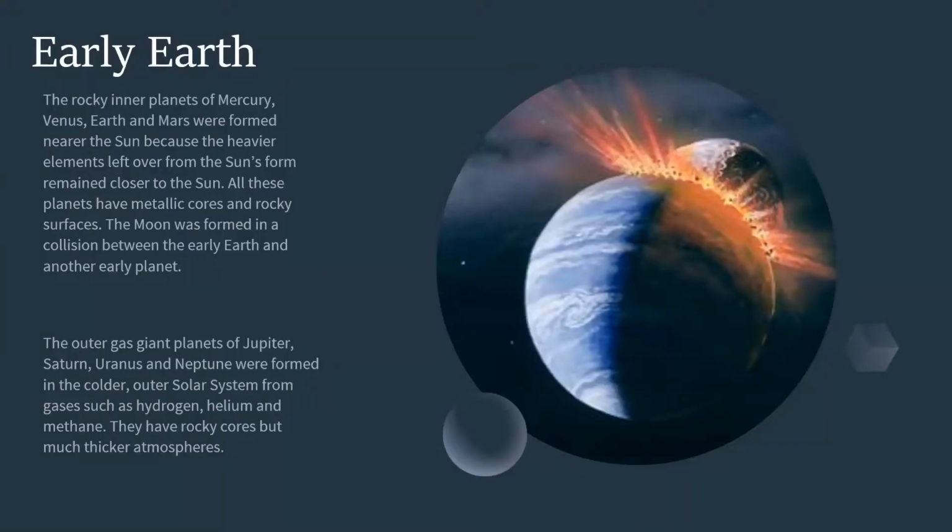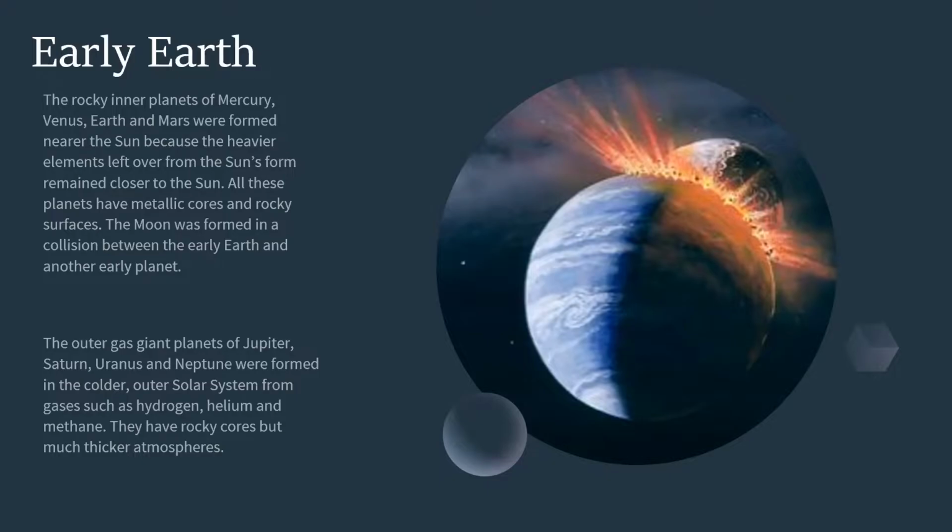So let's have a look at the early Earth. We're going to talk about the solid Earth for this video. I've made a different video about the atmosphere, so I'm just going to go over the solid Earth. So the rocky inner planets, Mercury, Venus, Earth, Mars, formed nearer the Sun because the heavy elements left over from the Sun's formation remained closer to the Sun. So when the Sun formed from the nebula, there was a disk of gas and dust swirling around it. The heavier elements remained closer to the Sun, and the lighter ones were flung further outwards.